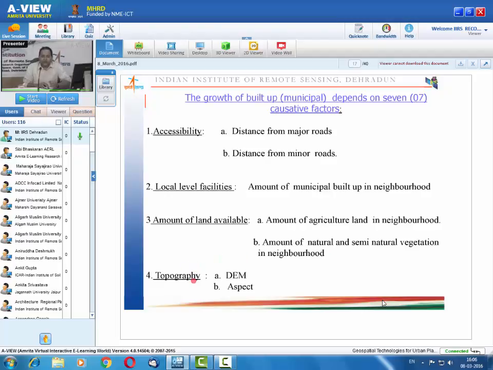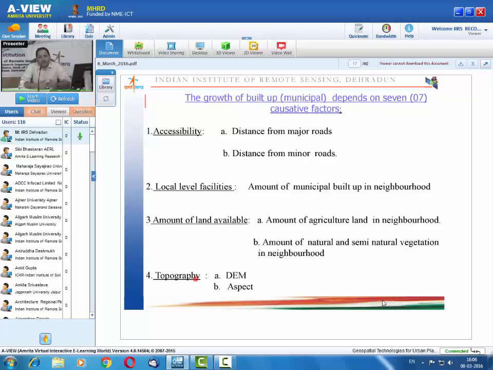And the fourth factor which governs urban growth is the slope of the area, right? And whether it is south facing, north facing, east facing, or west facing, because that also decides the amount of sunlight which will come into your house, right?